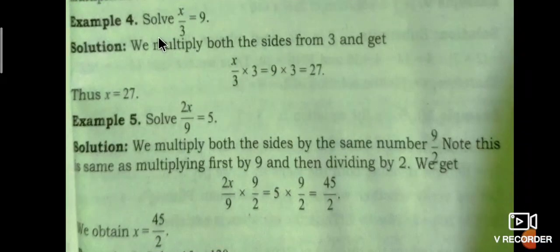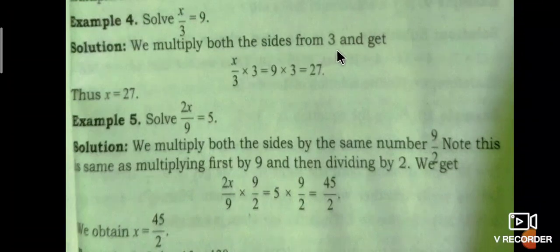Next, solve the equation x by 3 is equal to 9. Multiply both sides by 3. We get x by 3 into 3 is equal to 9 into 3. Therefore, 3 gets cancelled. Therefore, x is equal to 3 nines, 27. This is the solution of this equation.